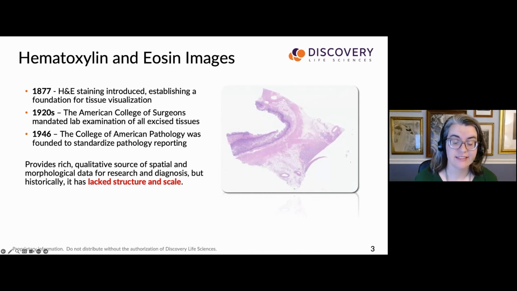H&E images are a very standard microscope slide that's used by pathology centers globally, but they're fairly old. They were first introduced in 1877. Then in the 1920s, the American College of Surgeons mandated that all tissue removed from patients during surgery or biopsy be examined in a lab, which means H&Es be made, and reports be written. Those reports then got standardized. 1946 was the founding of the College of American Pathologists for the purpose of standardizing these pathology reports, which are just written descriptions of what people see when they examine these H&E microscope slides.